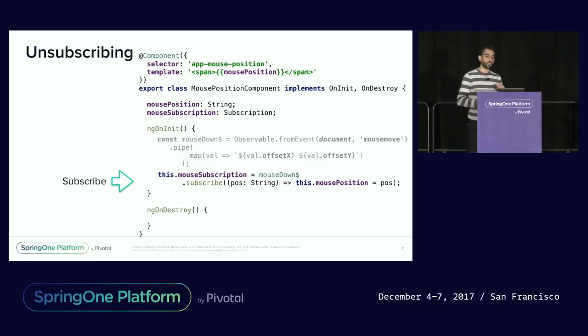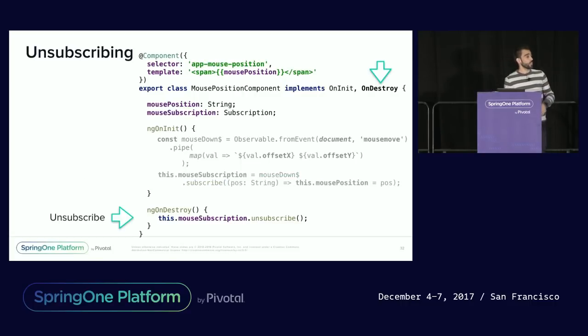Remember that when you create or subscribe to an observable, you are creating resources. This is creating an event listener. And we need to destroy that event listener to avoid memory leaks. So it's your responsibility to unsubscribe from this observable. And a good place to do it is in the destruction callback, which is the onDestroy. So we take this subscription and we unsubscribe it.